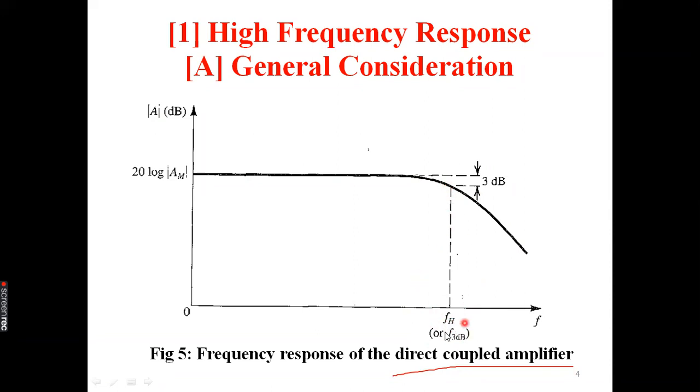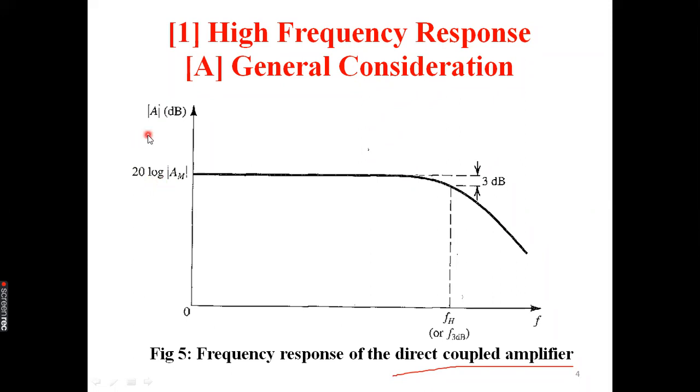Now, how have we achieved this FH? With respect to maximum gain, we will subtract 3 decibels because this is already plotted in decibels. I have converted the gain into decibels by taking 20 log. You know that gain is a dimensionless quantity.